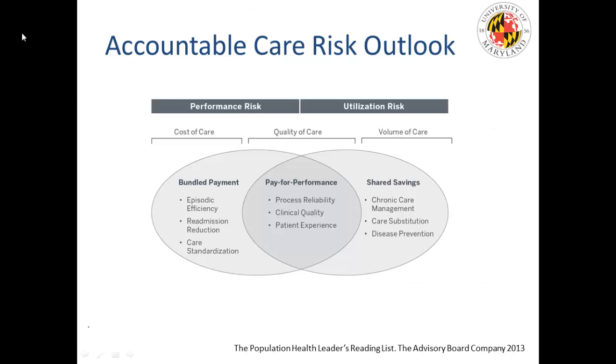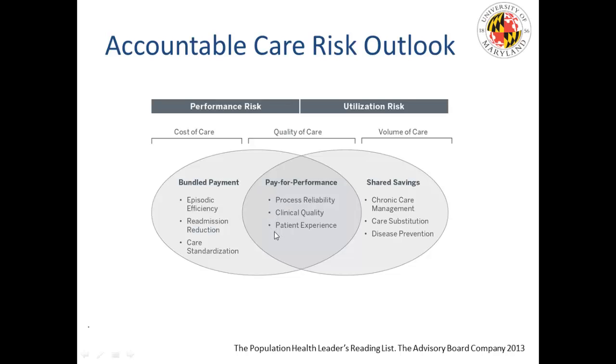So you can see here, this has been classified into two areas: performance risk, and utilization risk. And again, bundle payment here, we just talked about this, pay for performance, and shared savings. So you see cost of care, and when we're talking about bundle payment, these initiatives are supporting providing care at a more efficient and at less costs. All right. And then for quality, pay for performance, these initiatives are supporting quality of care.